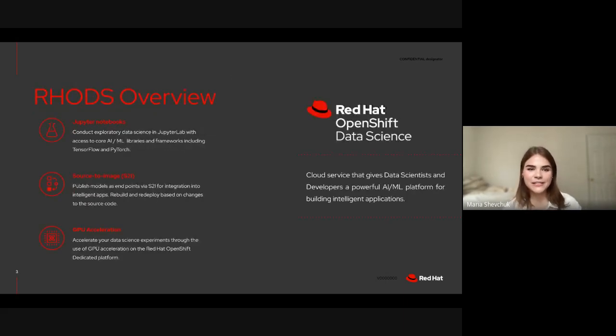All right, so let's get into the actual gist of things. What is RHODS? RHODS is the Red Hat OpenShift data science team here at Red Hat. It is also a cloud service that gives data scientists and developers a powerful AI ML platform for building intelligent applications. Our main services include Jupyter Notebooks, source-to-image publishing methods, as well as GPU acceleration, which will be really important in this presentation today. And it's the team that I've been interning on this past summer, so I'm excited to tell you guys more about it.